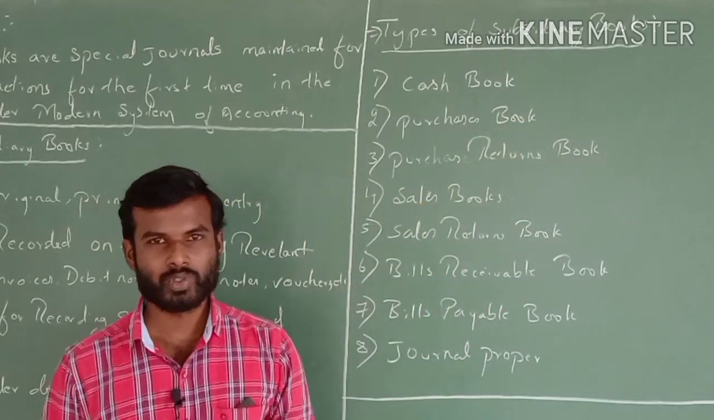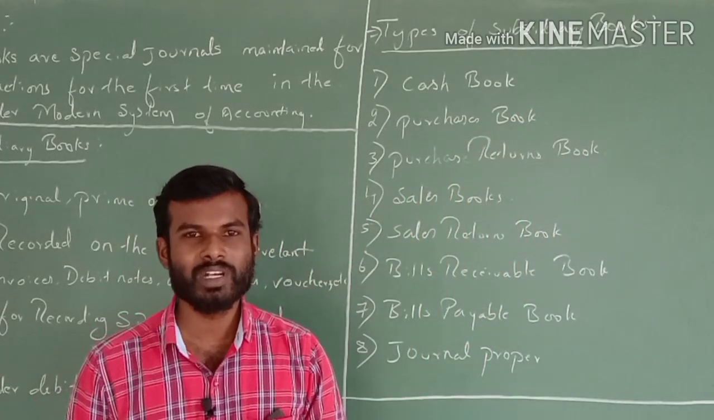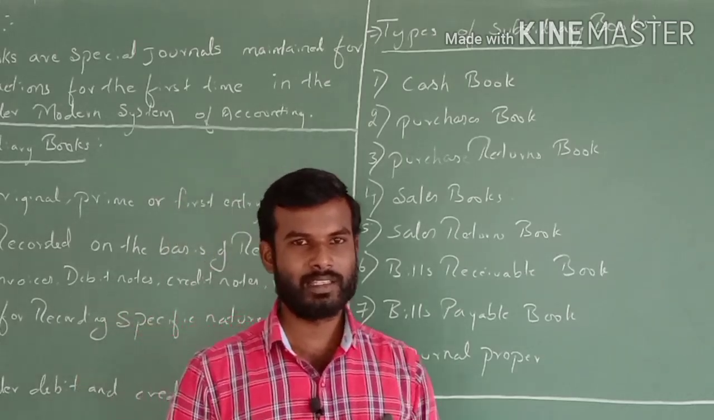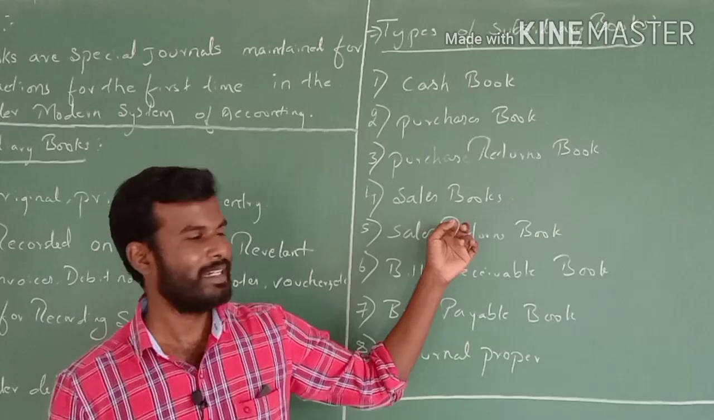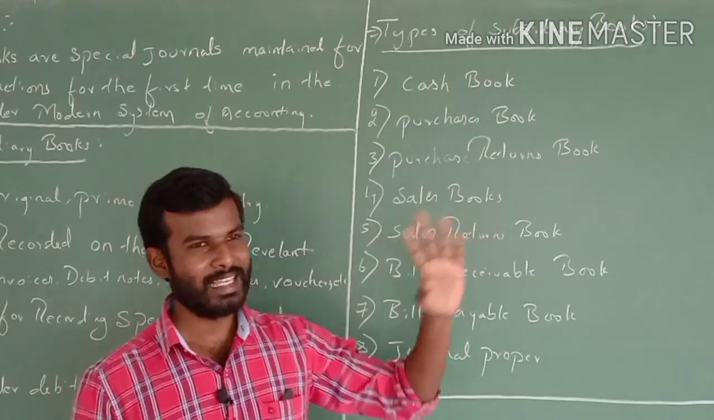Again, the sales book. In the sales book we consider only the credit sales. What type of sales can we record here? Only the credit sales we can record. Again we have the sales returns book.